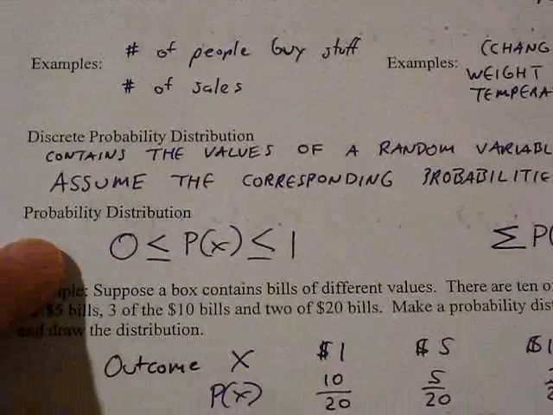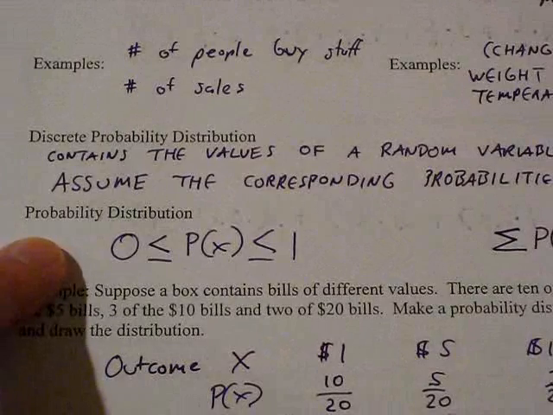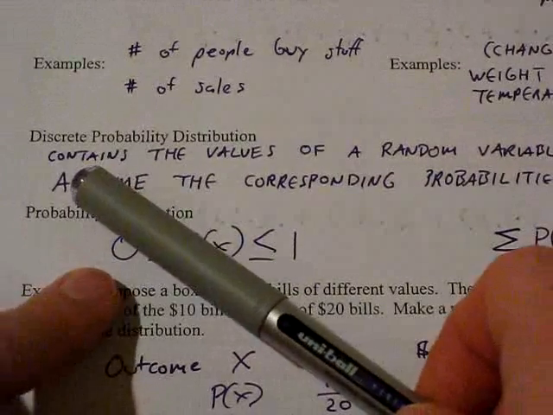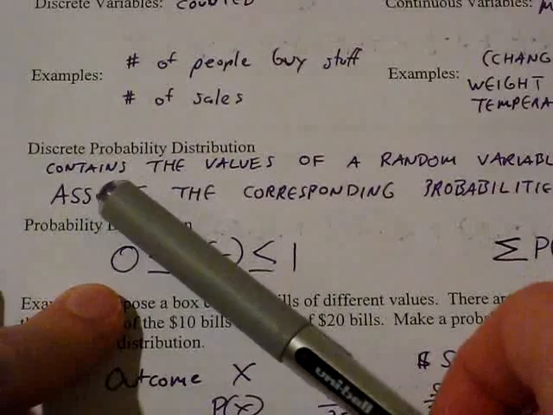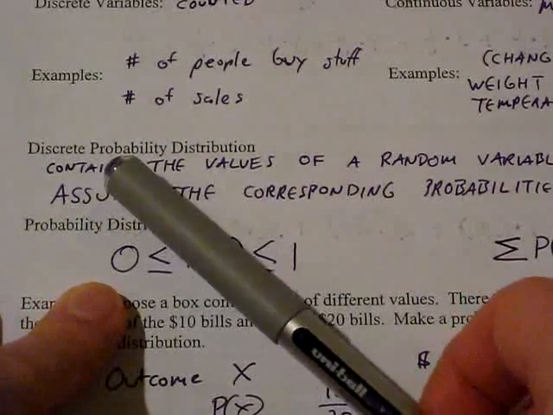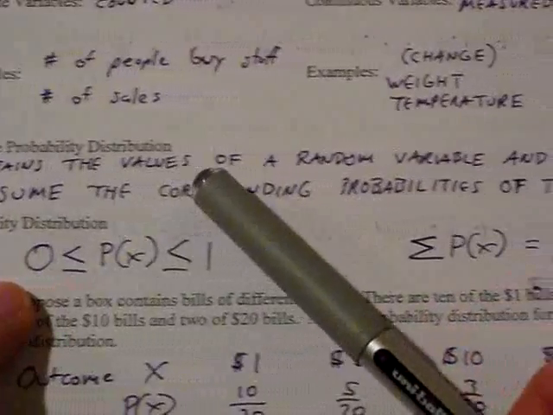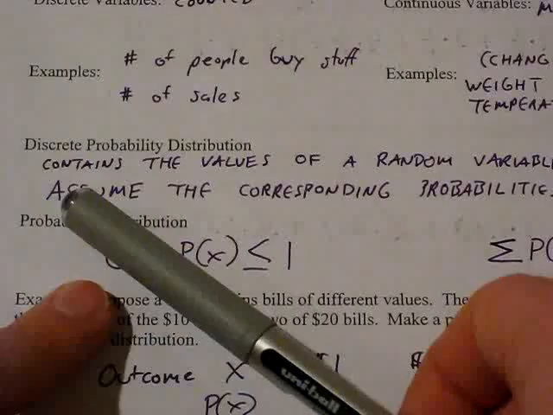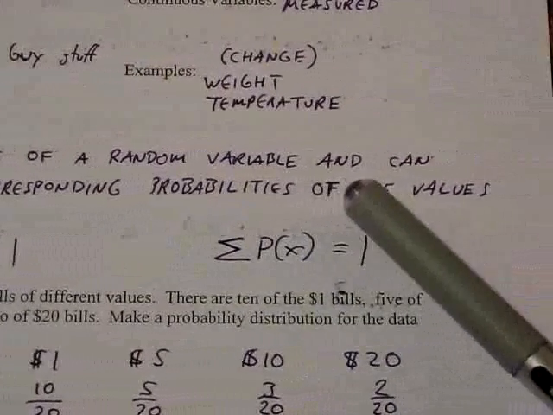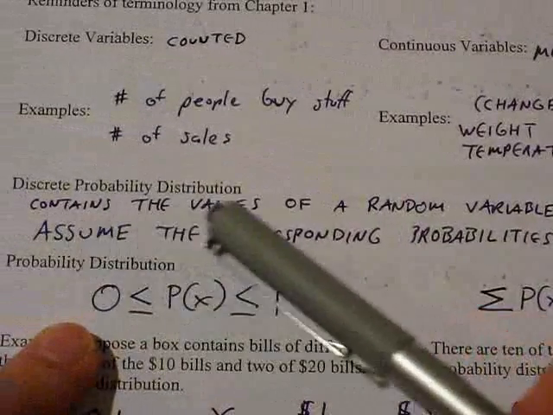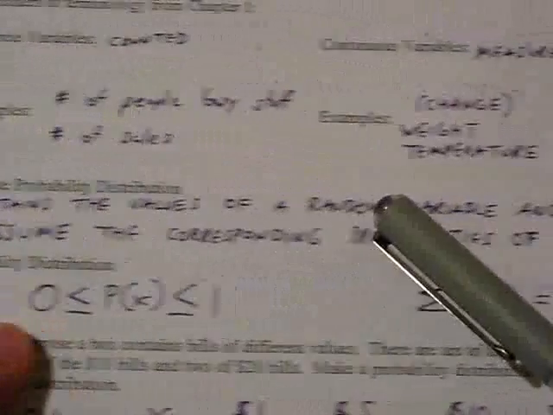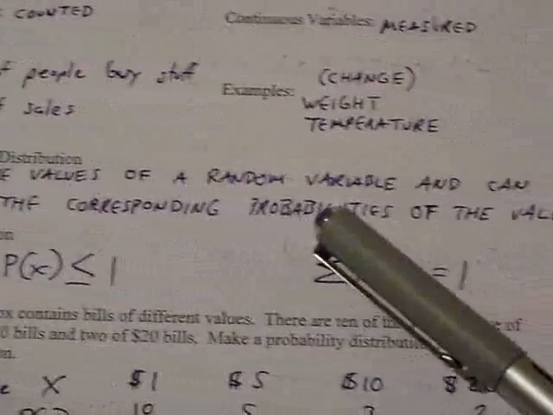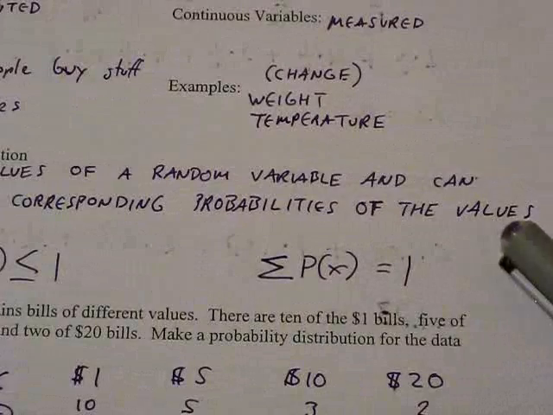Alright, let's take a look at some discrete probability distributions. Now, this is straight from the book, and I'll read this slowly. You can feel free to pause the video to copy this down. Discrete probability distributions contain the values of a random variable and the corresponding probabilities of the values. I'll say it one more time.